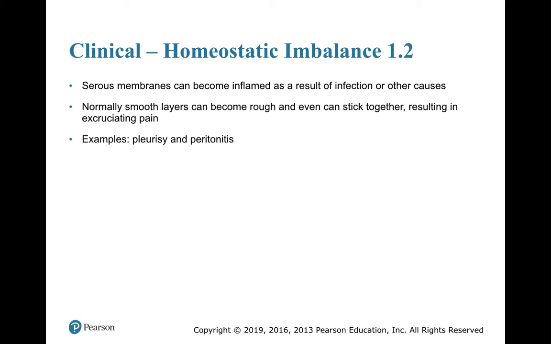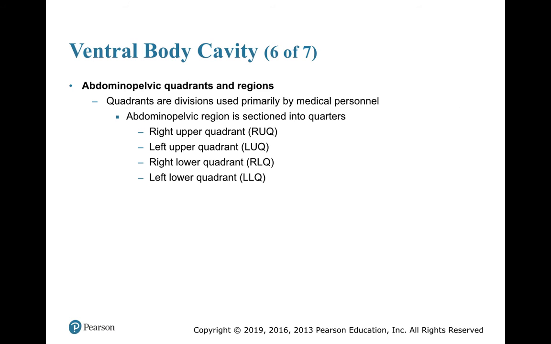Serous membranes can become inflamed, so we've got our second homeostatic imbalance, second of many for this course. That can be the result of an infection. There are some other causes for that. Now the normally smooth layers start to get rough. They can even stick together, and that can lead to excruciating pain. Pleurisy would happen in the lung. Peritonitis would happen in the abdominal pelvic cavity. Every time you breathe in or out, the lungs have to rub against that resistance that's normally not there.